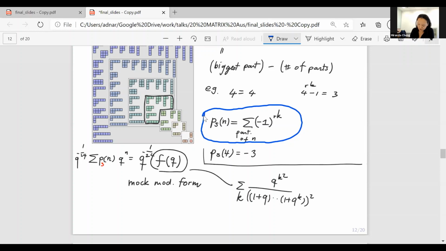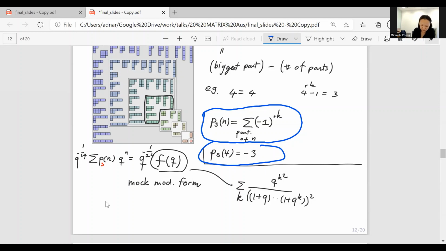So then we can define a different partition number. Instead of just counting the number of partitions of n, we can count them with signs, depending on whether the rank is even or odd. So for instance, p of 4 is 5 because there are 5 of them, and there are 4 of them with odd rank, and there's one of them with even rank. So that's why this signed partition number of 4 is -3. Okay, you get the idea.